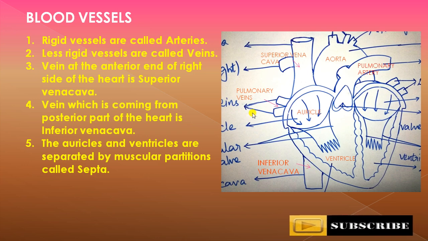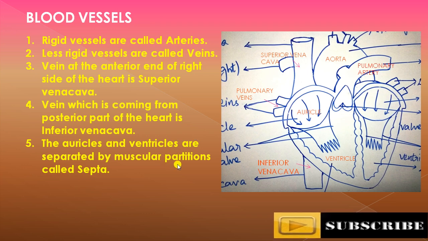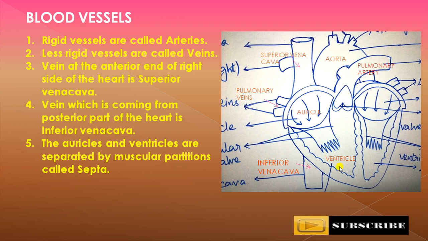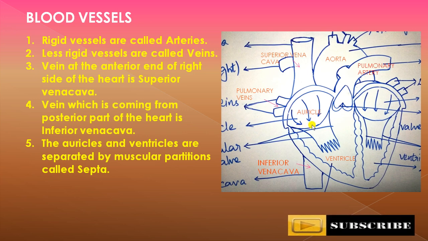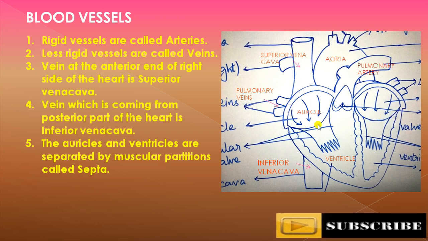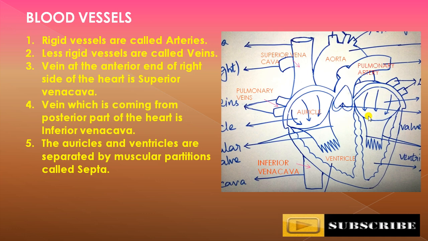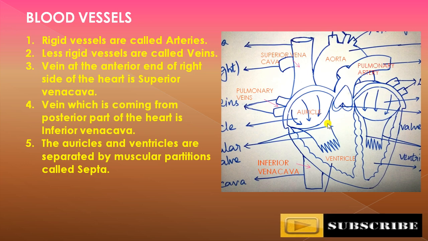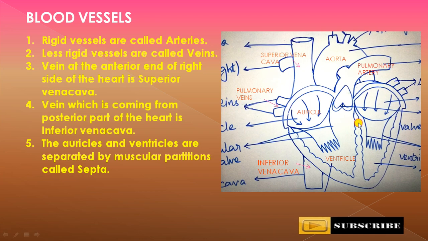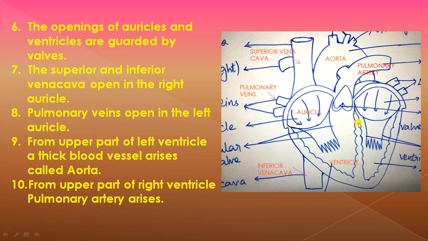Okay. Now the auricles and ventricles are separated by muscular partitions called septa. So here you know these are auricles and these are ventricles. These auricles and ventricles are separated by septa, which are muscular partitions. Muscle is present here between auricles and ventricles. They are known as septa. This one. Okay, septa. Understood?